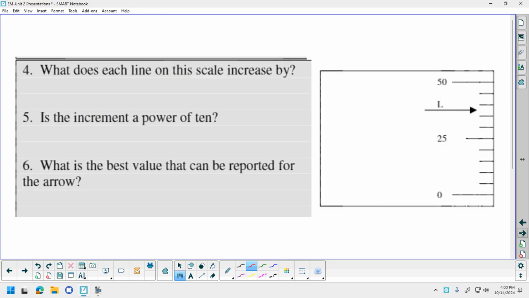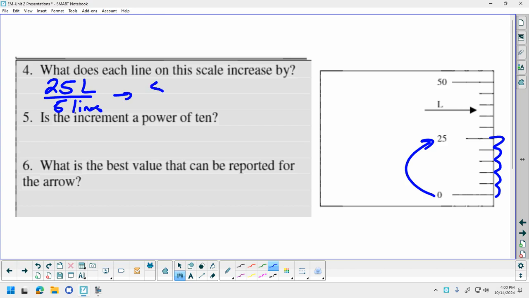The next example, we're going to do the same thing. I'm going to start at 0, go up to 25. And so we've just increased by 25 liters. And then how many lines in between? We've got 1, 2, 3, 4, 5 lines. And so that's 5 liters per line.